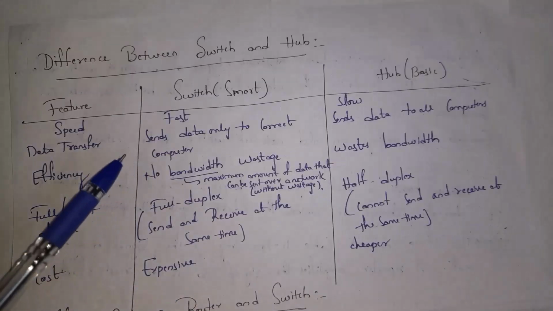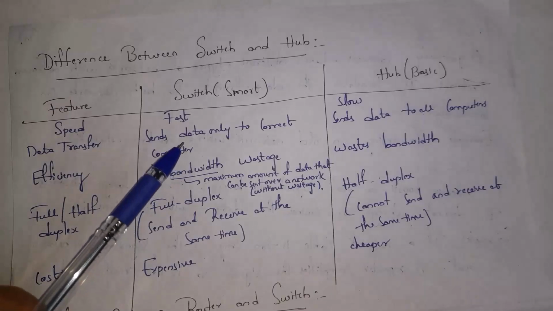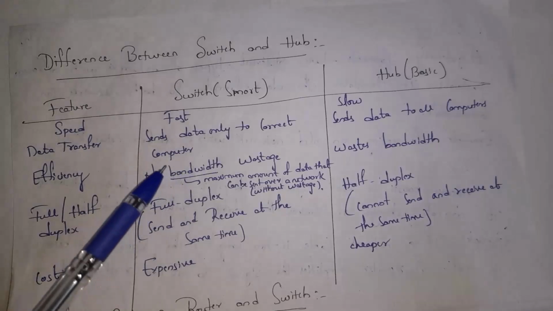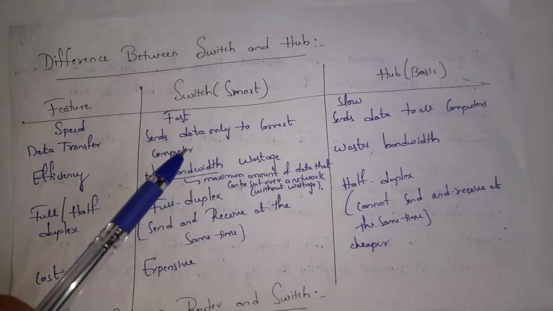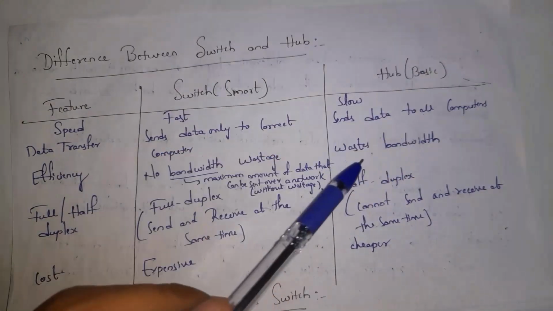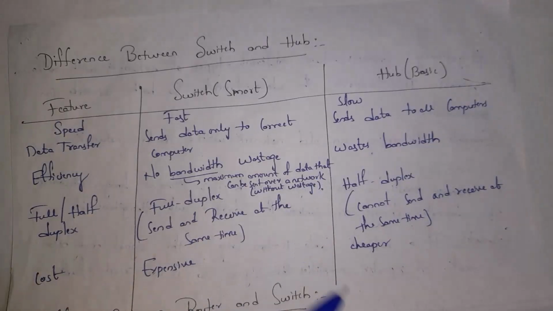Guys, in a switch, there is no bandwidth wastage. Bandwidth is nothing but the maximum amount of data that can travel in a network. We call it bandwidth. So in a switch, there is no bandwidth wastage, that is, no data wastage. Whereas a hub will waste bandwidth because it will send data to all computers connected to it. So there is bandwidth wastage.